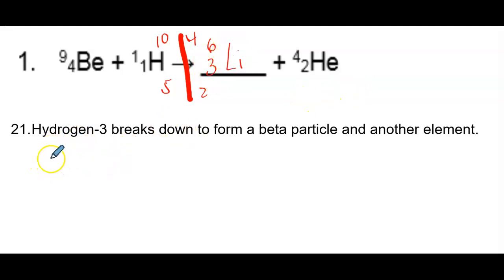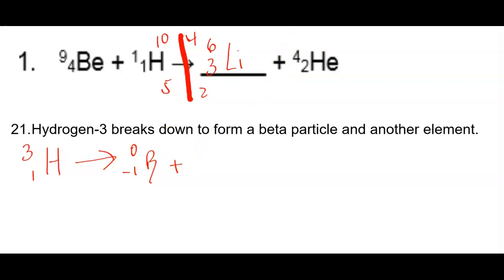Okay, next one, hydrogen 3. So H, and this is going to be atomic number 1, mass number of 3, breaks down. That tells me to do my arrow, to form a beta particle. So 0, -1 beta, plus another element. We're going to figure out what that is.